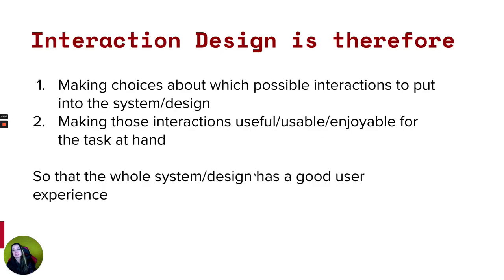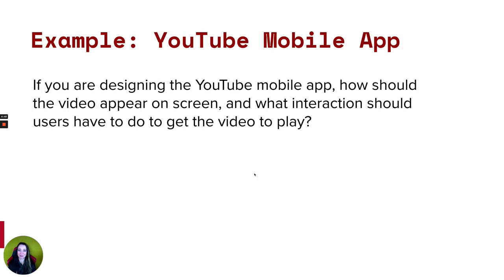And interaction design is therefore the practice, the skill, the competency of making choices about which possible interactions we want to put into a system or a design, and then basing those off of what users already are doing and understand, so that the interactions we do choose to put in are useful, usable, and enjoyable for the task at hand. So the whole system will have good design, a good user experience, if we can make good choices about how the interaction is going to work for the user. And that's why interaction design starts with understanding user goals.